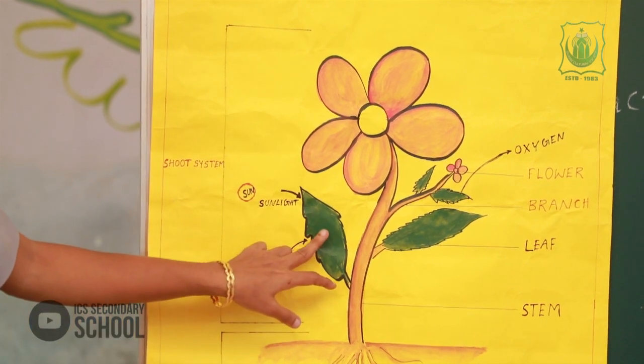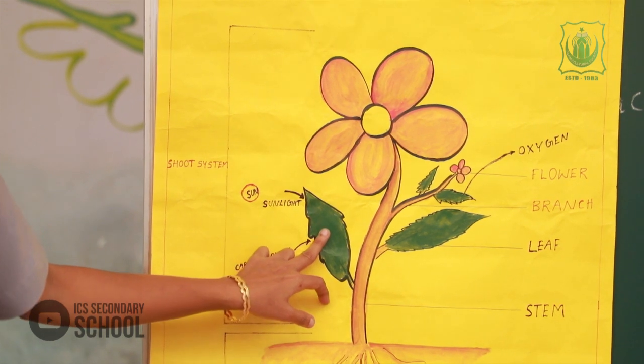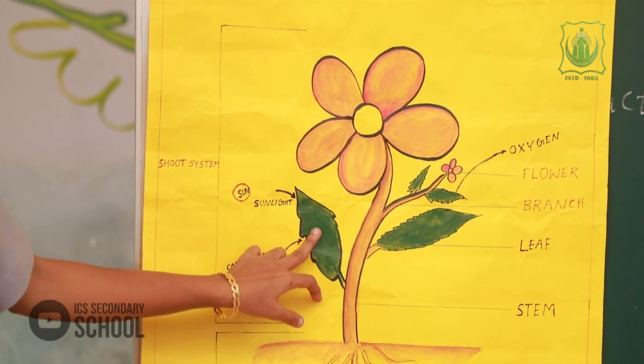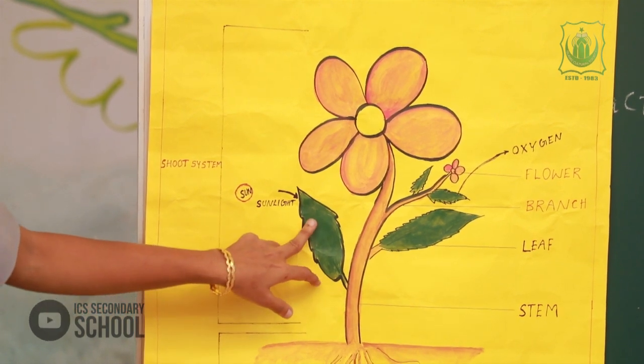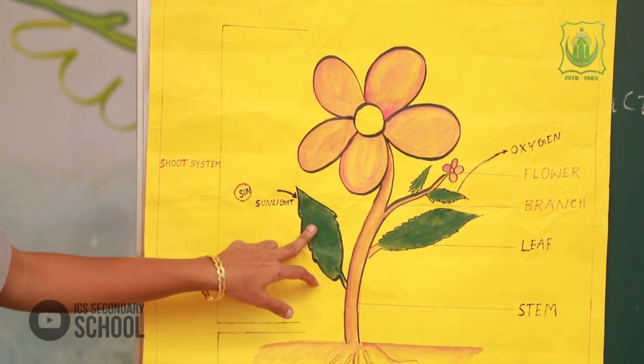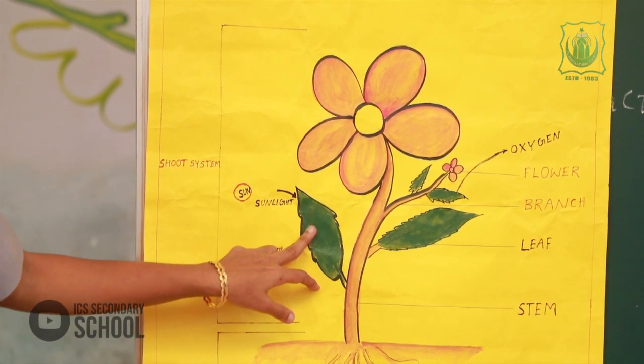And the leaves contain a green pigment called chlorophyll. Leaf contains a green pigment called chlorophyll. Then chlorophyll takes in sunlight. Okay? Now understand what I say.